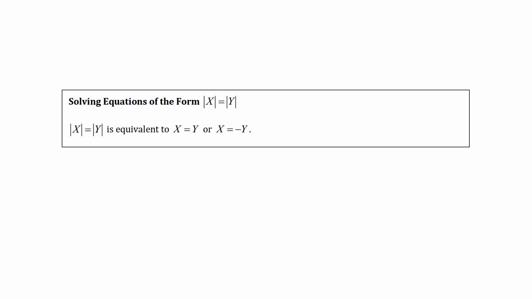Next, we're going to go over another rule, which we'll use for solving absolute value equations of the form absolute value of capital X equals absolute value of capital Y. This rule states the absolute value of capital X equals absolute value of capital Y is equivalent to capital X equals capital Y or capital X equals negative capital Y. In the next example, we'll go over how to apply this rule.